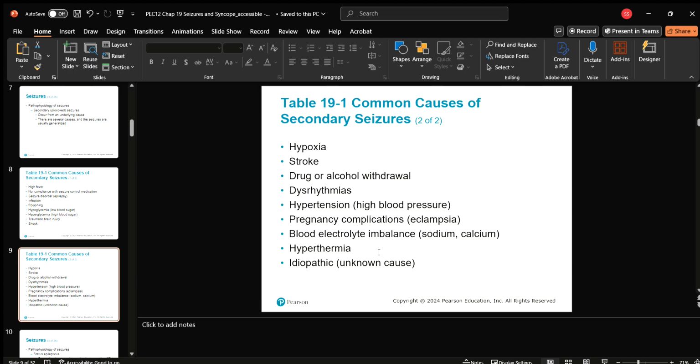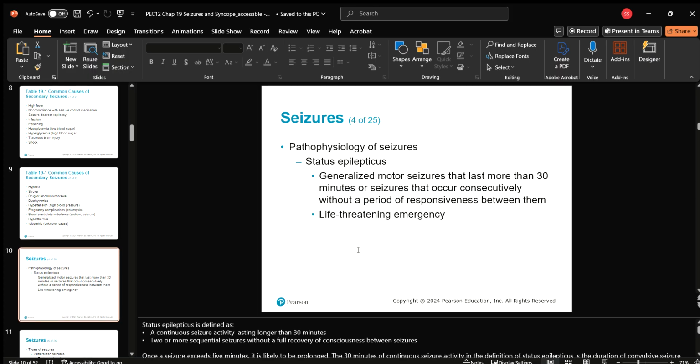This kind of goes in line with that high fever, hyperthermia. So someone is hyperthermic. They have an excessively high body temperature. All right, status epilepticus. This is a seizure that lasts more than 30 minutes. Or you have prolonged seizures, back to back to back seizures.